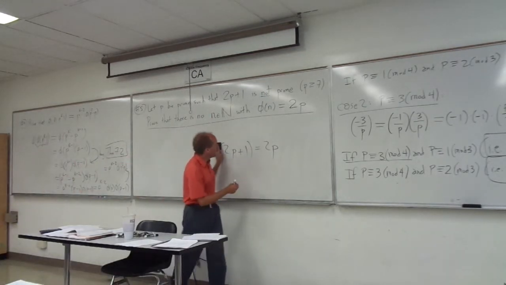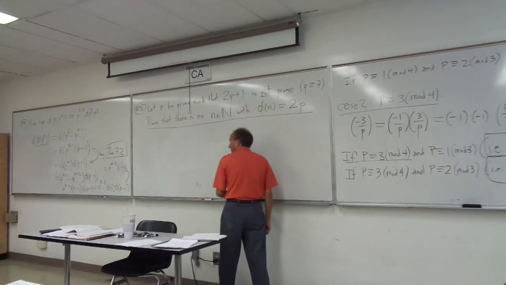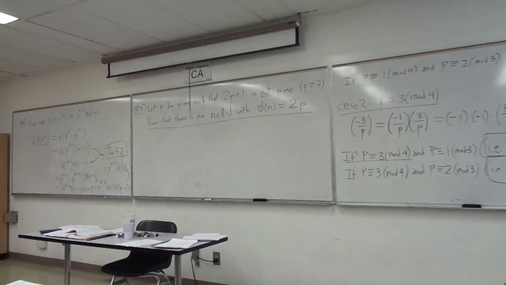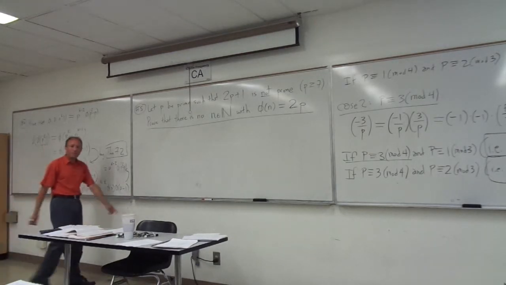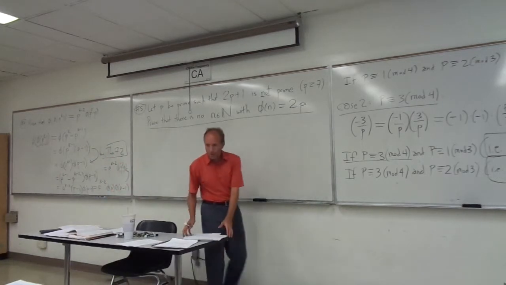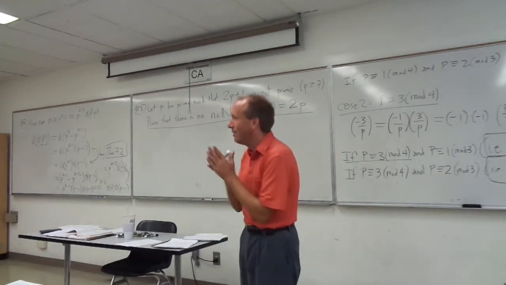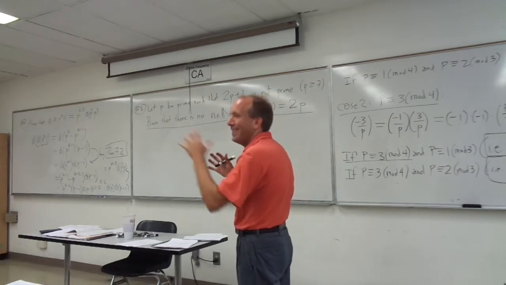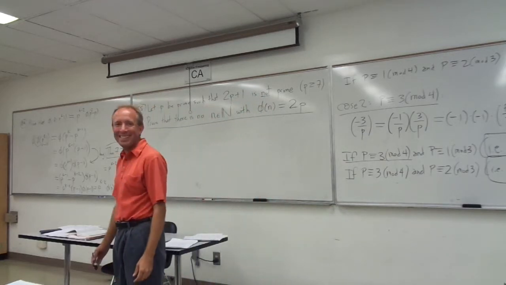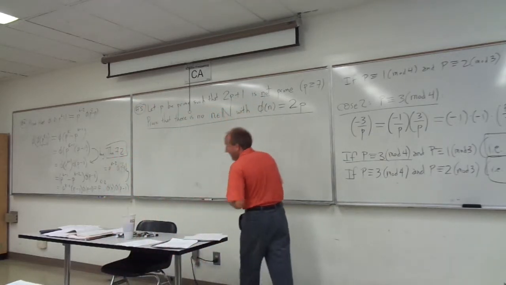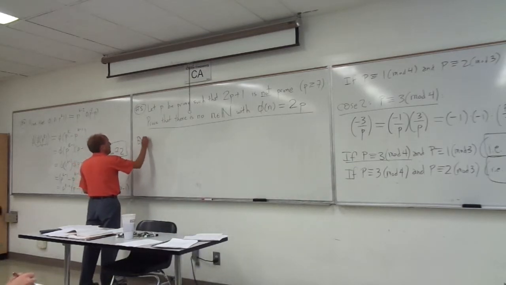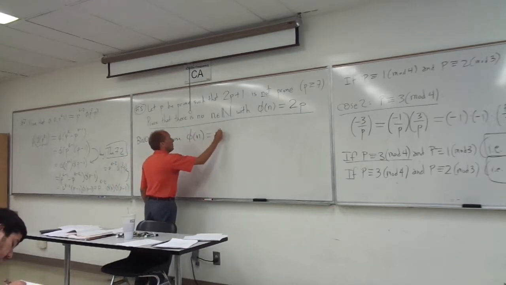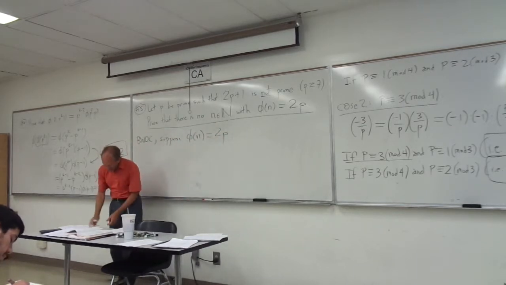We have a counterexample. Okay, so any ideas what we're going to do here? How would we try and prove something like this? Prove that something doesn't exist. Yeah, by contradiction, let's suppose it does exist. That's what I would do. Okay, so by way of contradiction, suppose that phi of n is equal to 2p. Okay, let's do that.